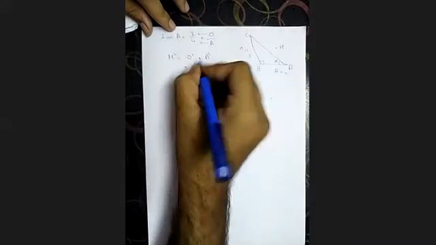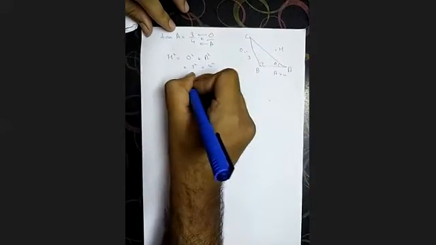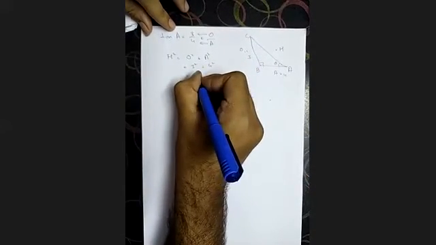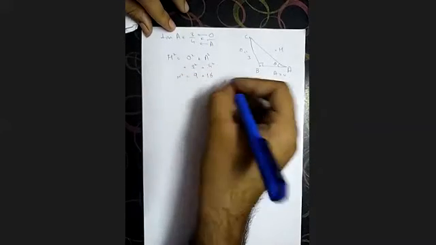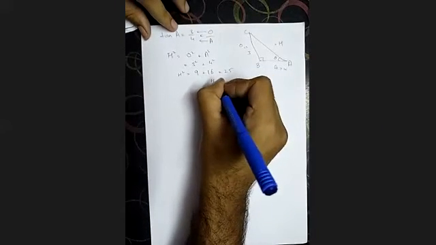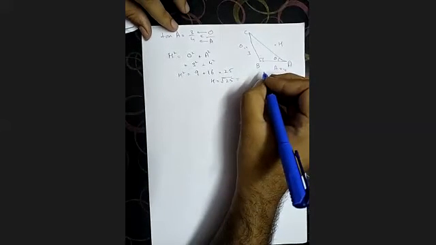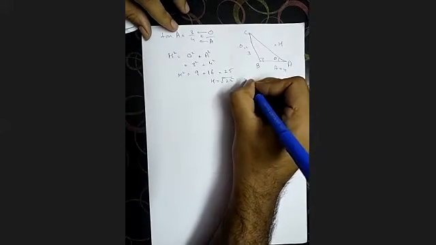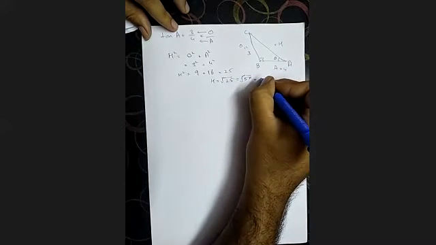So what is opposite square? 3 square. Adjacent square is 4 square. 3 square is 9. 4 square is 16. That will be 25. So hypotenuse will be equal to root of 25. So root of 25 is root of 5 square. Square and root cancel. The answer is 5.